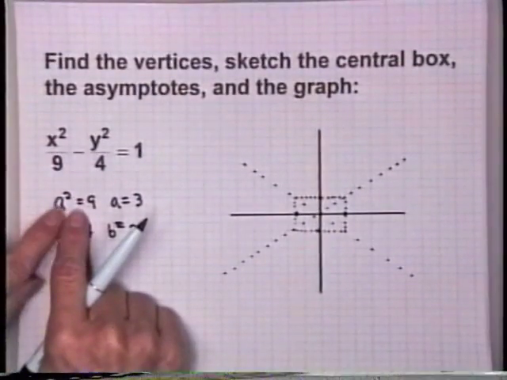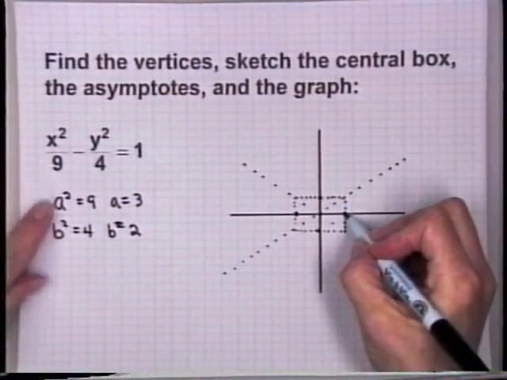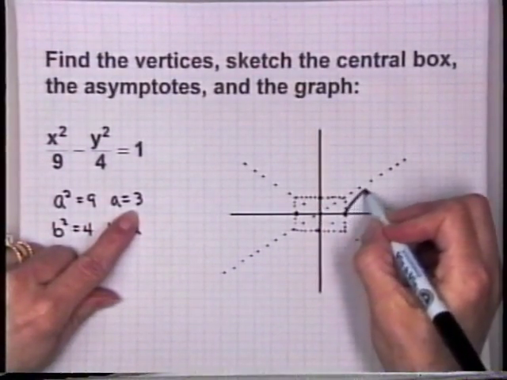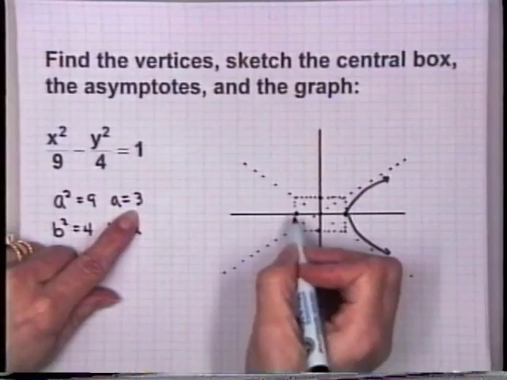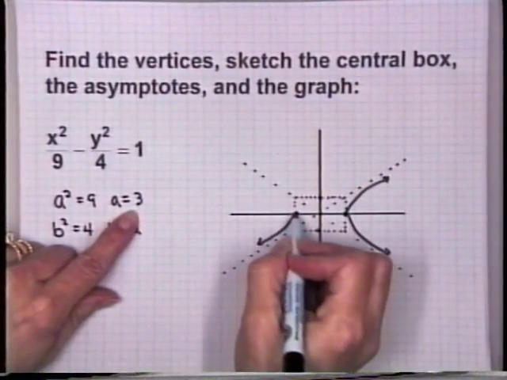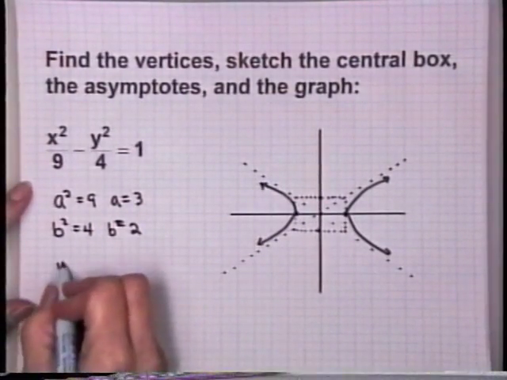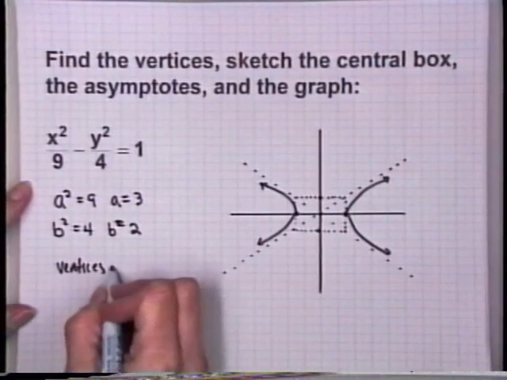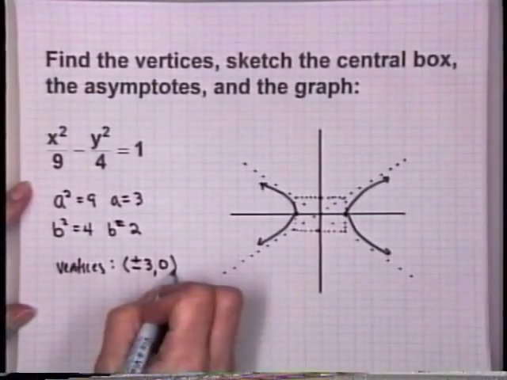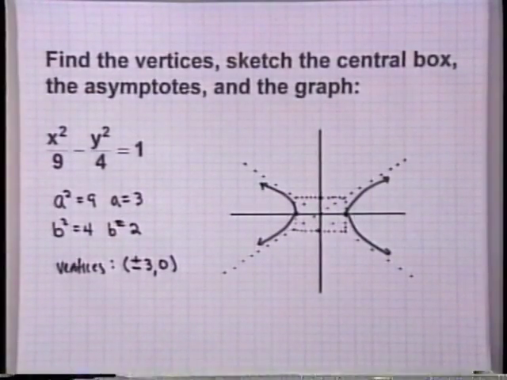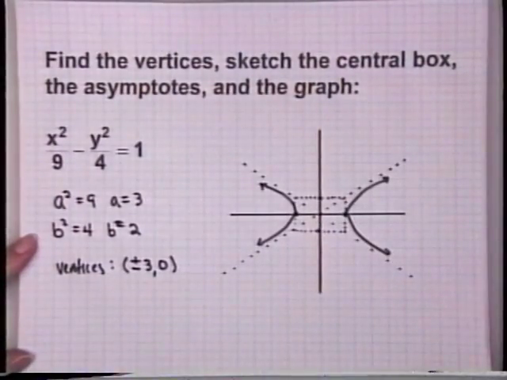Now, again, since my A is under X here, and X is my positive term, these are my vertex points using my A horizontally. And so from my vertex point, I will come out and notice how I'm approaching these dotted lines. The dotted lines sort of tell me how fat my hyperbola will be when I sketch it in here. Now, my vertices are on the x-axis, so my vertices are at the points plus 3, 0 and minus 3, 0. I'm going to write that together, plus or minus 3, 0. Now, I have found the vertices, I've sketched my central box and asymptotes, and I have sketched in my graph.